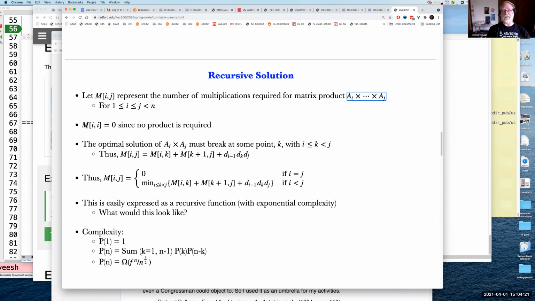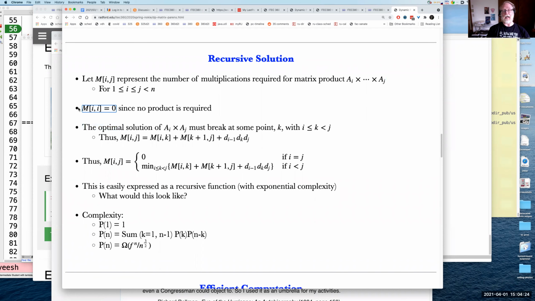So first of all, a few things to note. M of i, i is 0. If I want to multiply matrix A sub 3 up through A sub 3, how many multiplications do I need? None, I'm done. I have A sub 3 right there. Okay, base case.